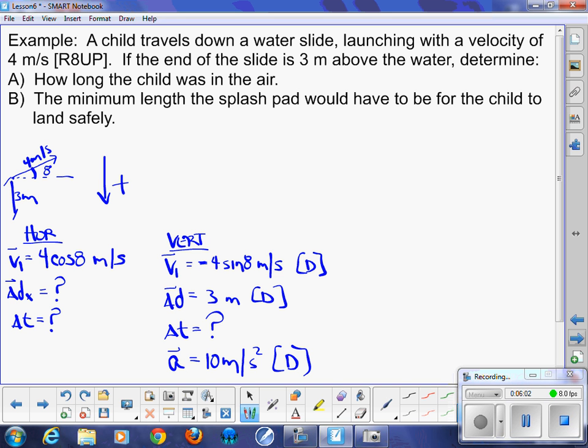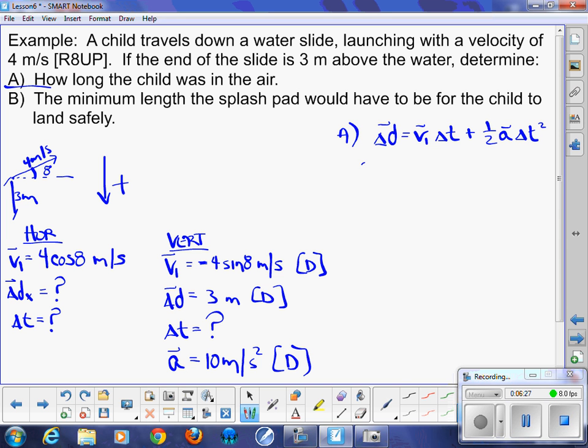We're going to have to find that time in order to answer the question, I'm guessing. So let's read what A wants. How long was the child in the air? The A part is just going to be taken from vertical information because that's the only one that has enough information to solve with. Same formula as previous: V1 delta T plus 1/2 A delta T squared.